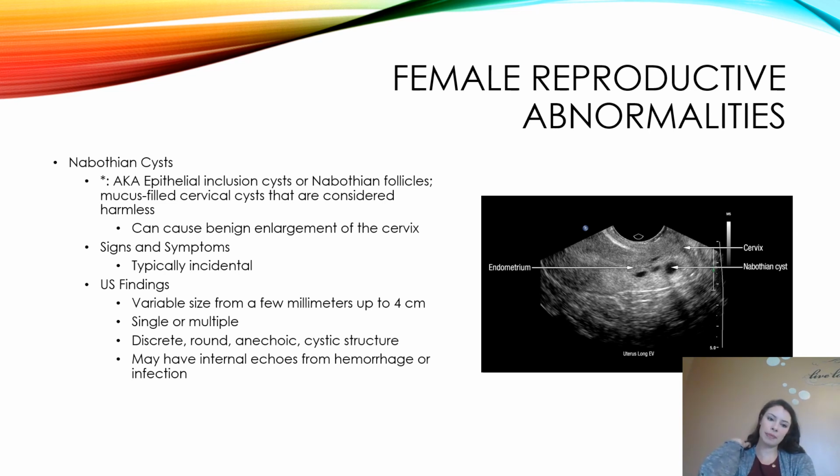It's typically incidental when scanning the pelvis and the uterus. Some sonographic findings: they could be a variable size from a few millimeters up to 4 centimeters. They can be single or multiple. They are discrete round anechoic cystic structures. They may have internal echoes from hemorrhage or infection.